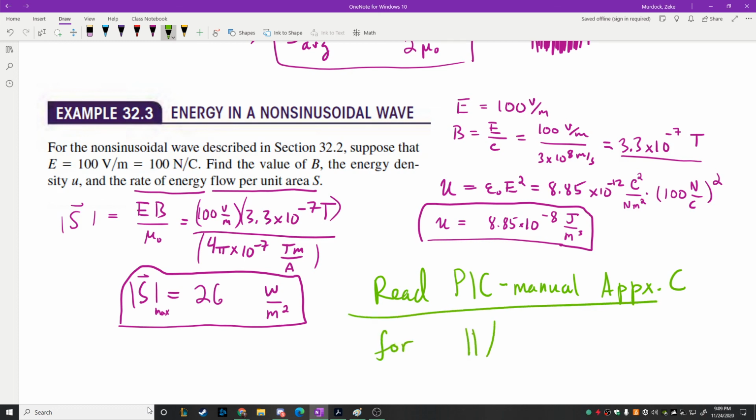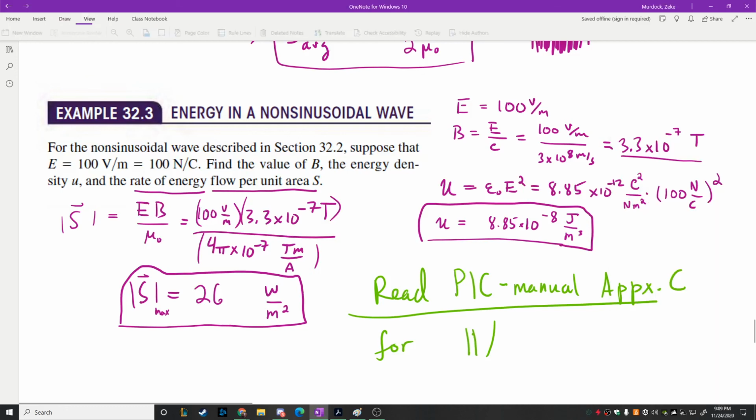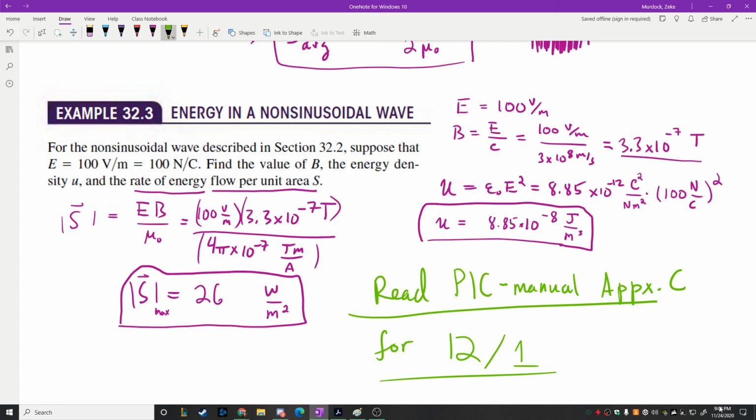Oh wait, so it's going to be 12-1. What is next time? Yeah, 12/1. That's our next class. Oh my god. Okay. It's like 7 or 8 pages, maybe 10.